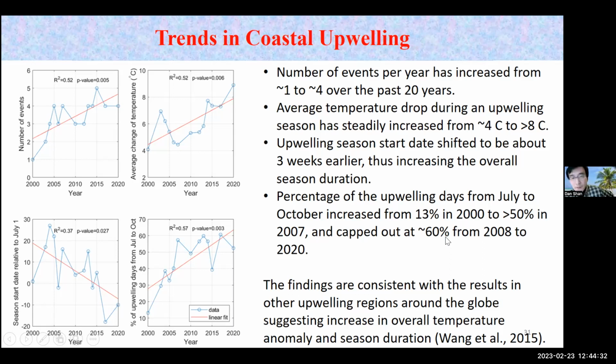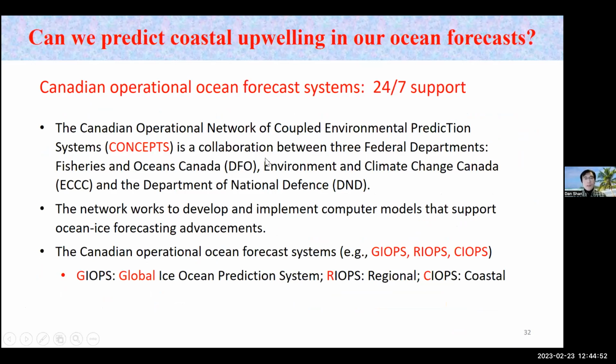We compare this finding with other studies, and this is consistent with the results in other upwelling regions around the globe, suggesting an increase in overall temperature anomaly and season duration. So now we look at upwelling and upwelling trend, and naturally you would wonder, can we predict the coastal upwelling in our ocean forecast? So the last part of my presentation is to briefly introduce you to the Canadian Operational Ocean Forecast System and show you the results of the forecasted upwelling events.